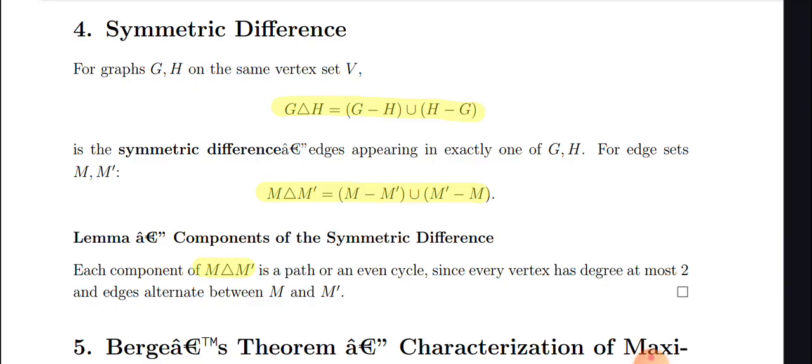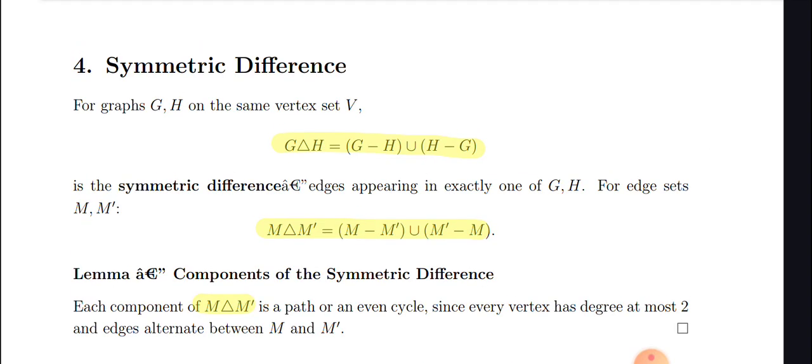Think about any vertex v in this difference graph. Since M is a matching, v can be an endpoint for at most 1 edge in M. And since M prime is also a matching, it can be an endpoint for at most 1 edge in M prime. So in the difference graph, any vertex can have a degree of at most 2: one from M, one from M prime. And any graph where every single vertex has a degree of 1 or 2 must be a collection of disjoint paths and cycles. That makes sense.